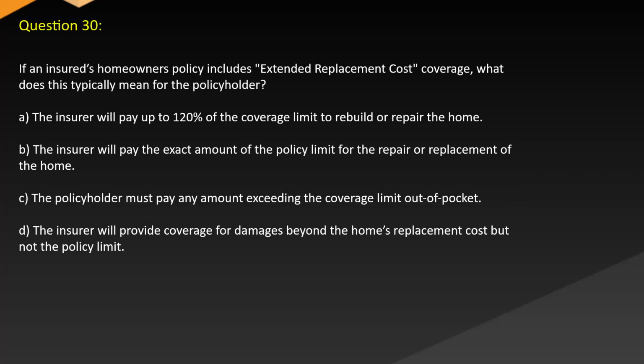Question 30. If an insured's homeowner's policy includes extended replacement cost coverage, what does this typically mean for the policyholder? A. The insurer will pay up to 120% of the coverage limit to rebuild or repair the home. B. The insurer will pay the exact amount of the policy limit for the repair or replacement of the home. C. The policyholder must pay any amount exceeding the coverage limit out of pocket. D. The insurer will provide coverage for damages beyond the home's replacement cost, but not the policy limit.